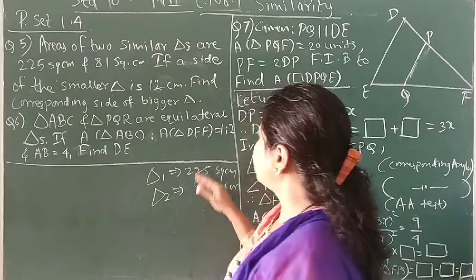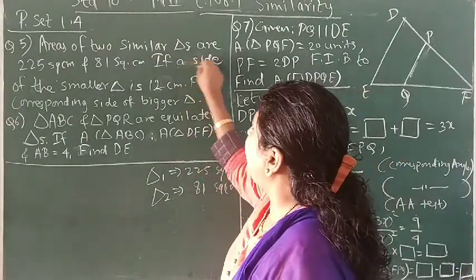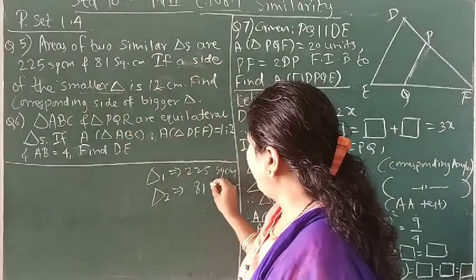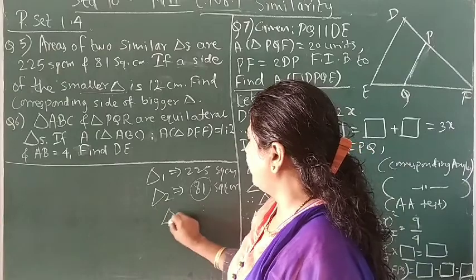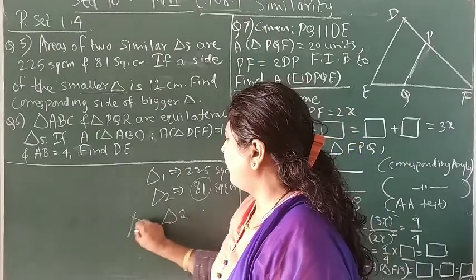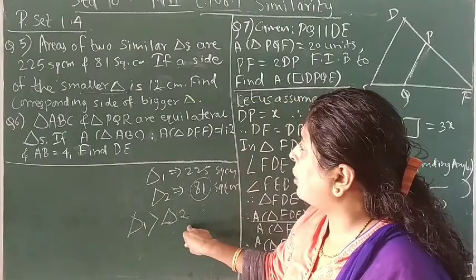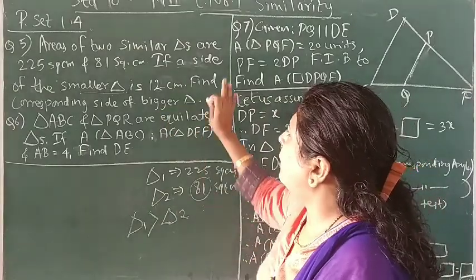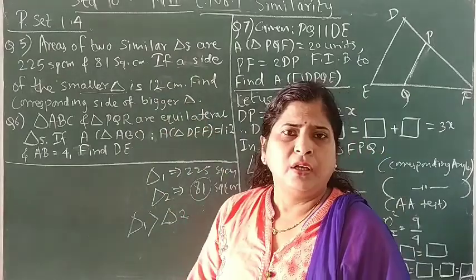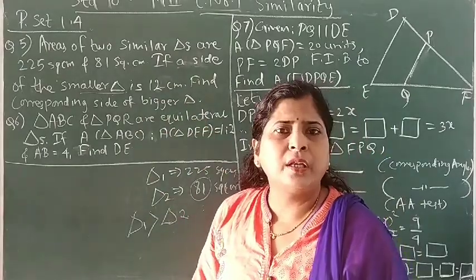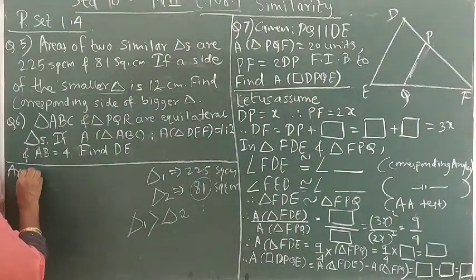Now from these areas we can know which is the smaller triangle. Whoever's area is smaller, that triangle should be smaller. So if we compare triangle number 2 and triangle number 1, triangle number 2 is going to be smaller. Now one side of the smaller triangle is 12 centimeter and we have to find the corresponding side of the bigger triangle, that is triangle number 1. Here the names are not given, so we can name those triangles. Okay, so we can start the answer of 5.